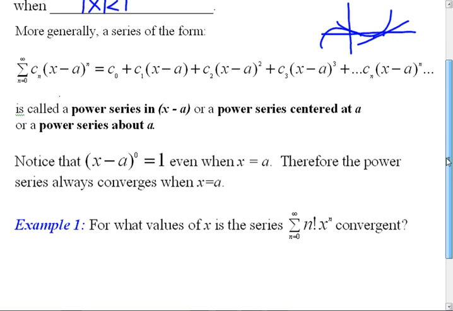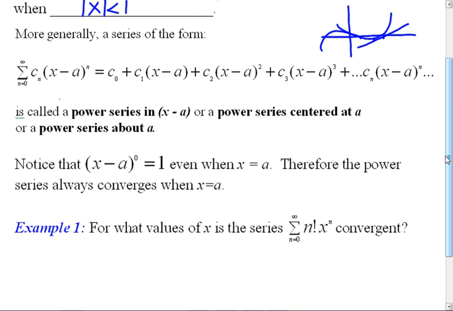So if I put in x equal to a, what happens here? If x is equal to a, what does this all add up to? Except for this term. It converges. And this is x minus a to the 0, and we know that that is equal to 1, even when x is equal to a. Okay? We're going to use the ratio test.